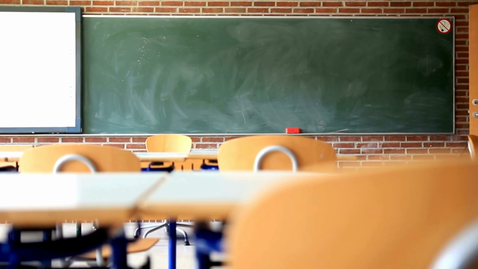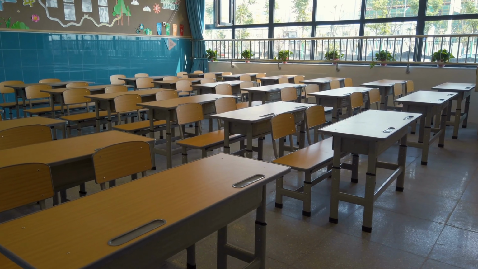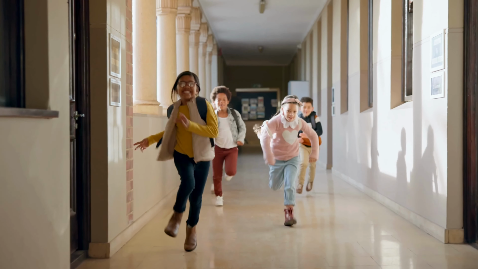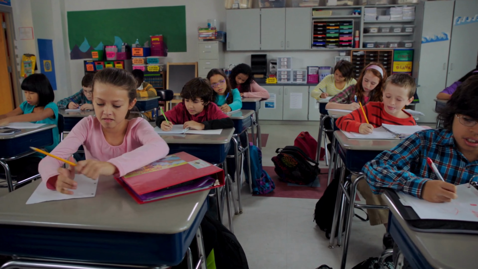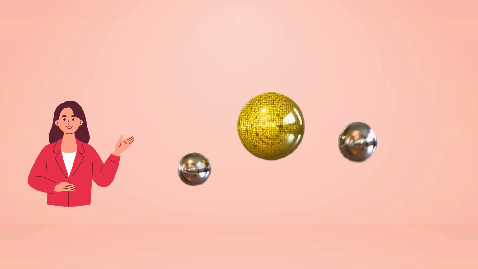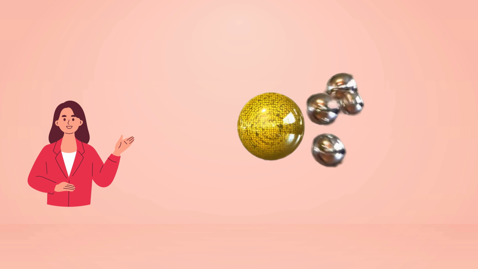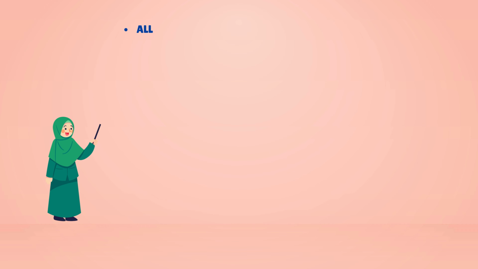Imagine a classroom, and the seats are like different energy levels or positions. If two people try to sit in the same seat at the same time, they can't. Similarly, quarks or electrons in an atom can't all sit in the same energy level or state at the same time. All quarks have a spin of 1/2.